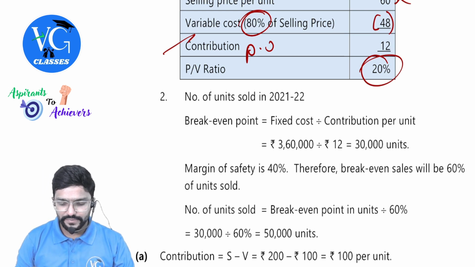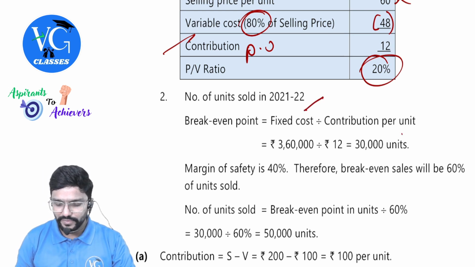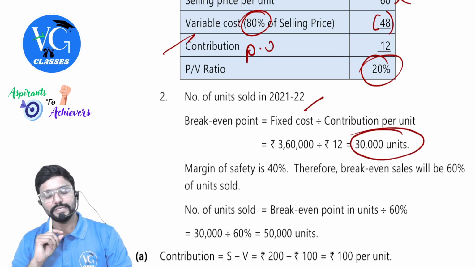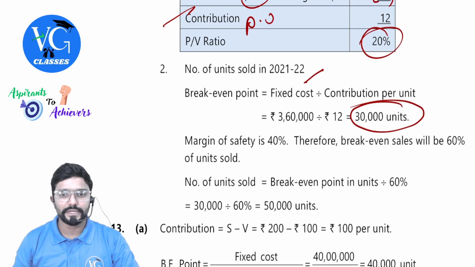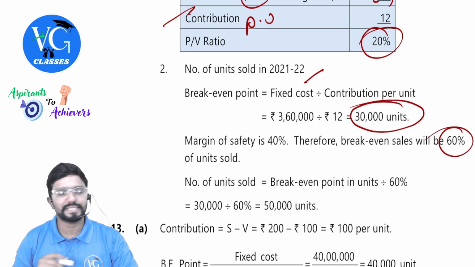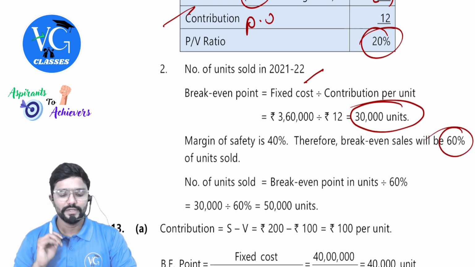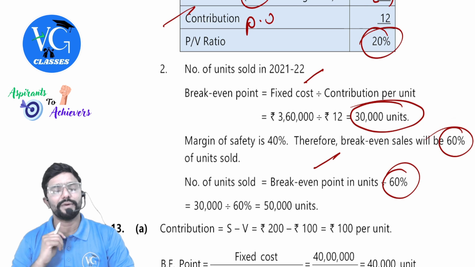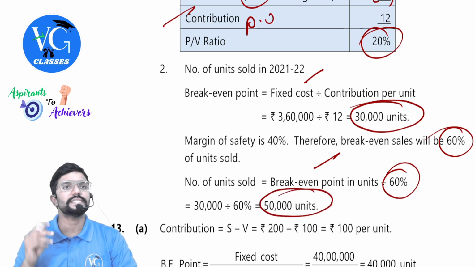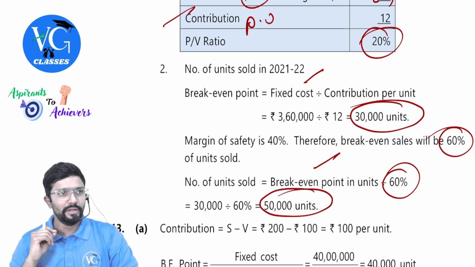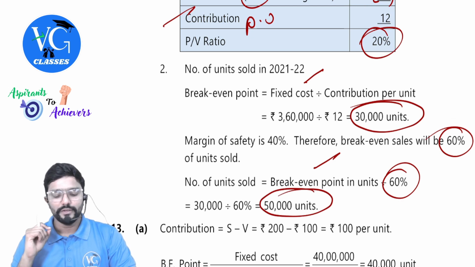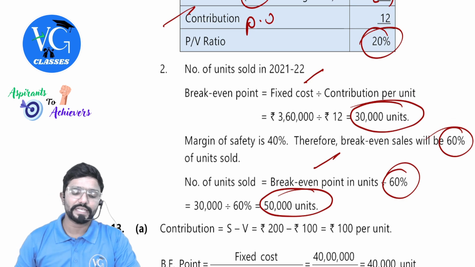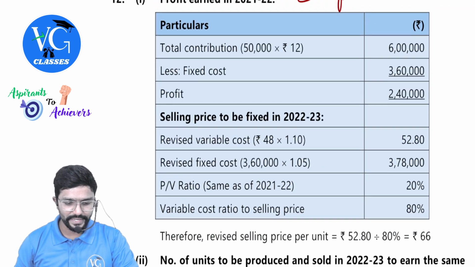Number of units sold in 21-22, guys. Break even point, that is fixed cost divided by contribution per unit, how much? 30,000 units. Margin of safety is 40%, whereas break even sales is 60%. Balancing figure. So, break even sales in units divided by break even sales in percentage. What do you get? Total sales. How many units are sold in 21-22? 50,000 units, guys. Okay, this is working.